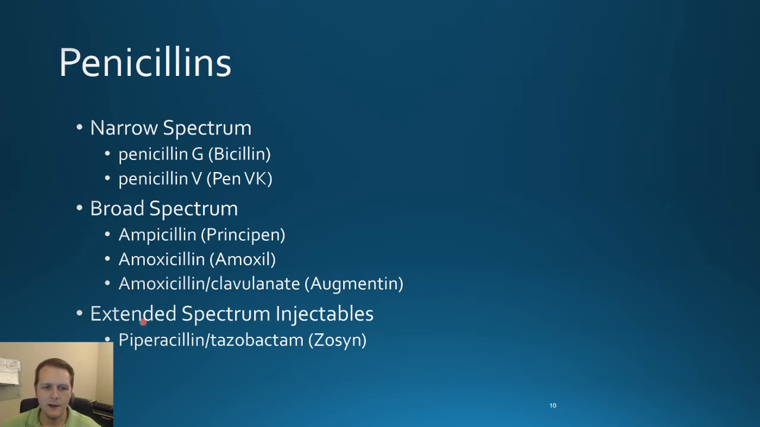And kind of the biggest extended spectrum antibiotic that we have in the penicillin class is going to be piperacillin mixed with a beta-lactamase inhibitor called tazobactam. This is frequently known as Zosyn and is a very broad spectrum, kills the majority of bacteria that are out there, especially from a gram-negative sort of perspective.